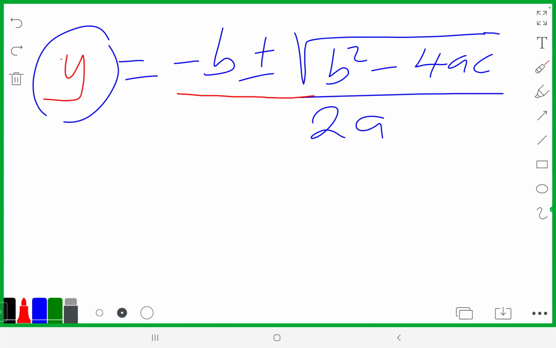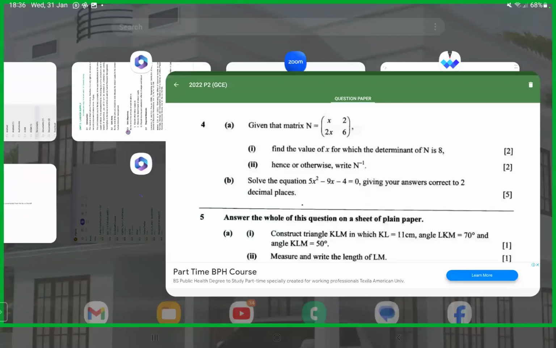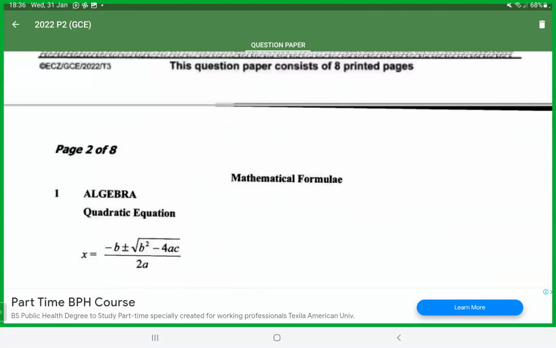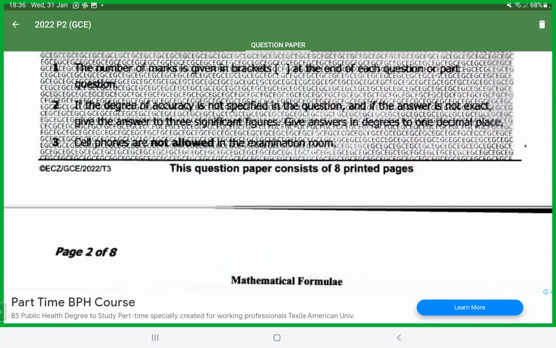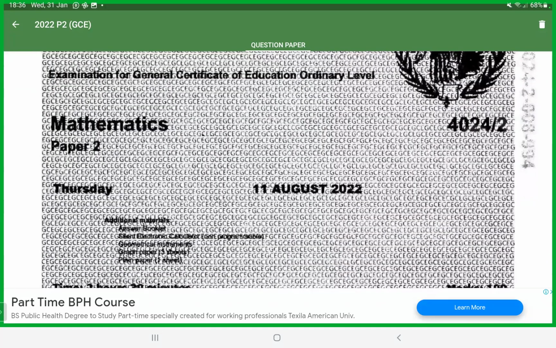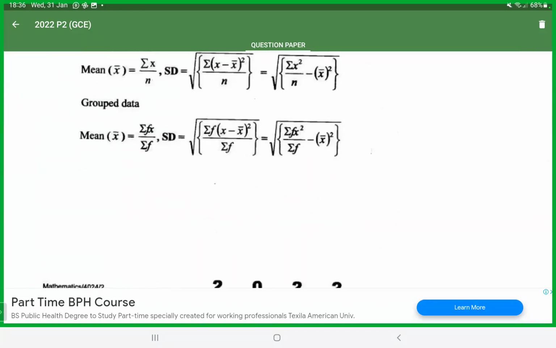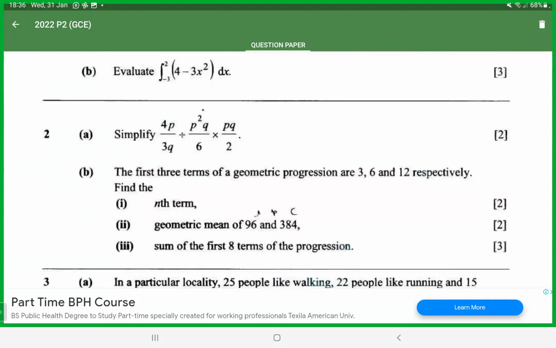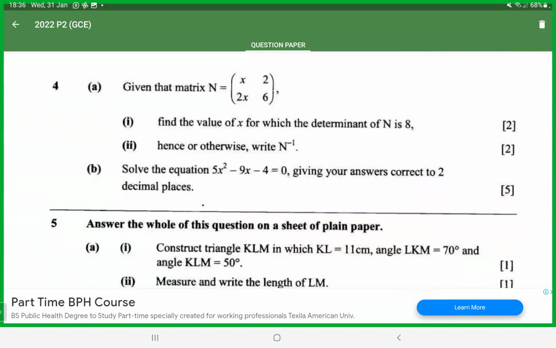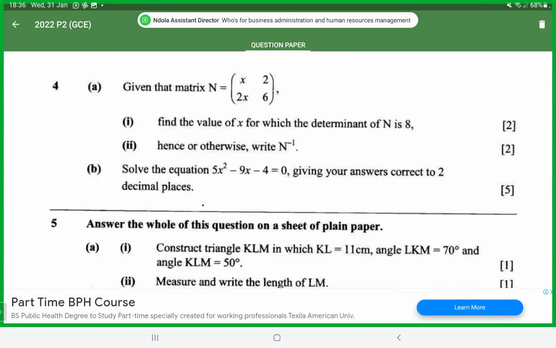Let's go now straight forward and pick an exam question from the Examination Council of Zambia. This paper, as you can see, is an exam paper. This is an examination paper, Mathematics, August 11, 2022. And the question we are dealing with is question number 4B. Are you able to see question number 4B? It is 5x squared minus 9x.